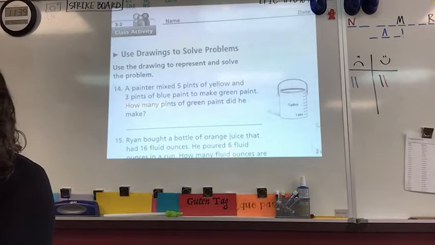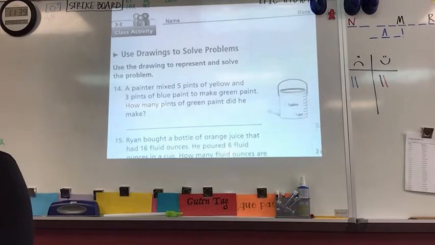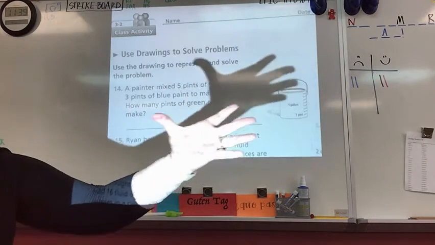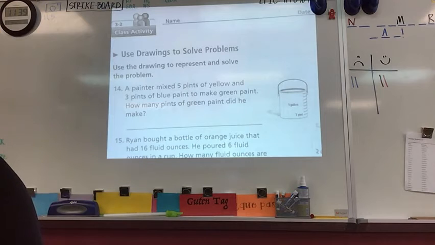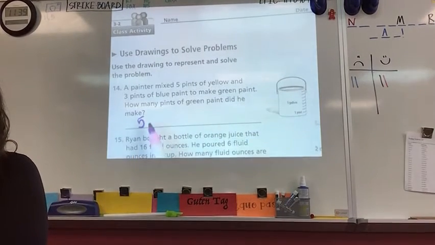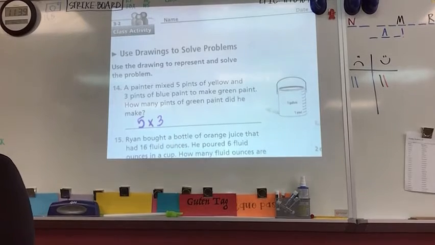So here's my first problem. A painter mixed 5 pints of yellow and 3 pints of blue paint to make green paint. How many pints of green paint did he make? If you had 5 pints of yellow and 3 pints of blue, and you put them together to make green, how many pints does he have in all? Emerson, could you give me an equation, answer, and label? 5 times 3. 5 equals 15.